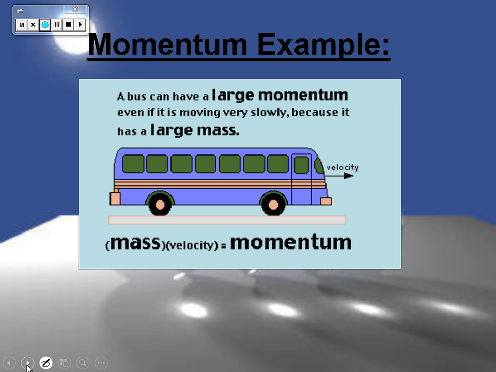All right, so it says a bus can have a large momentum even if it's moving very slow because of its size. So if you had a bicycle going 5 miles an hour and a bus going 5 miles an hour, you'd rather have the bike be the one that runs into you. So just think about it logically. Remember, this is all common sense. We're just putting words to it.